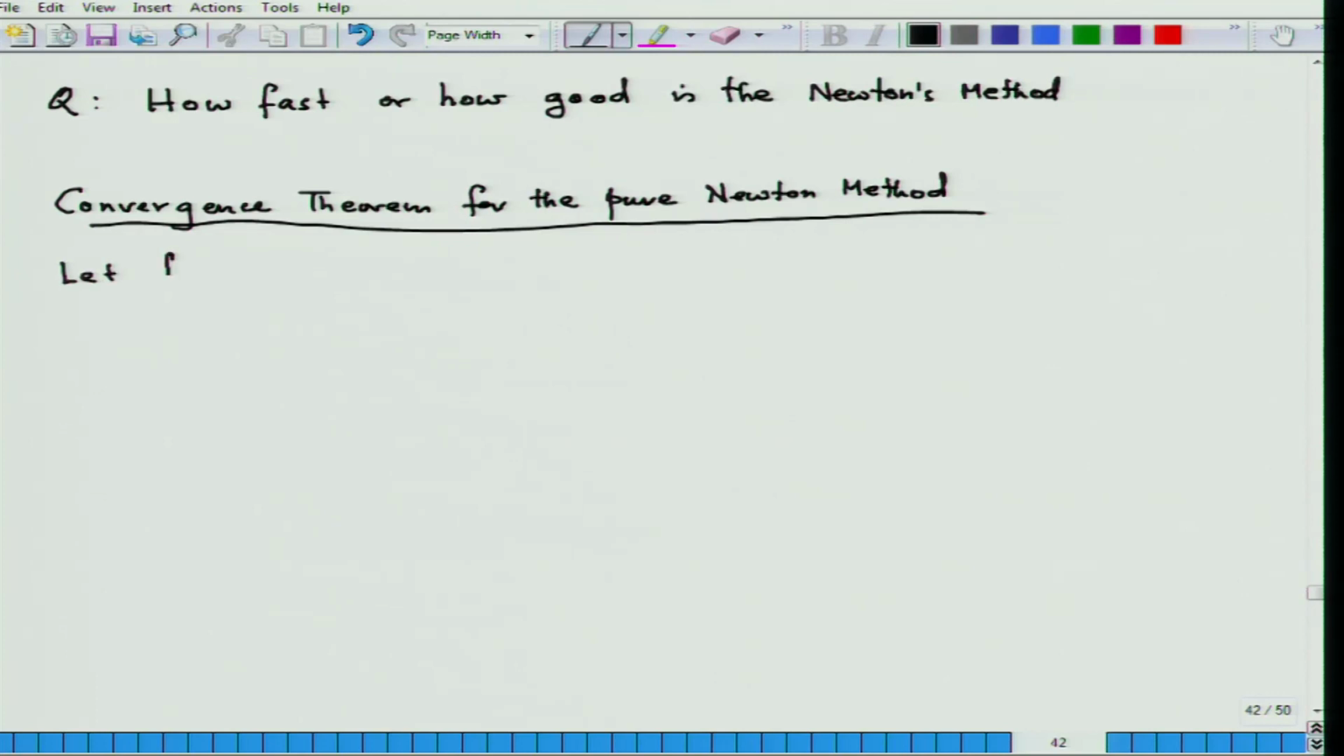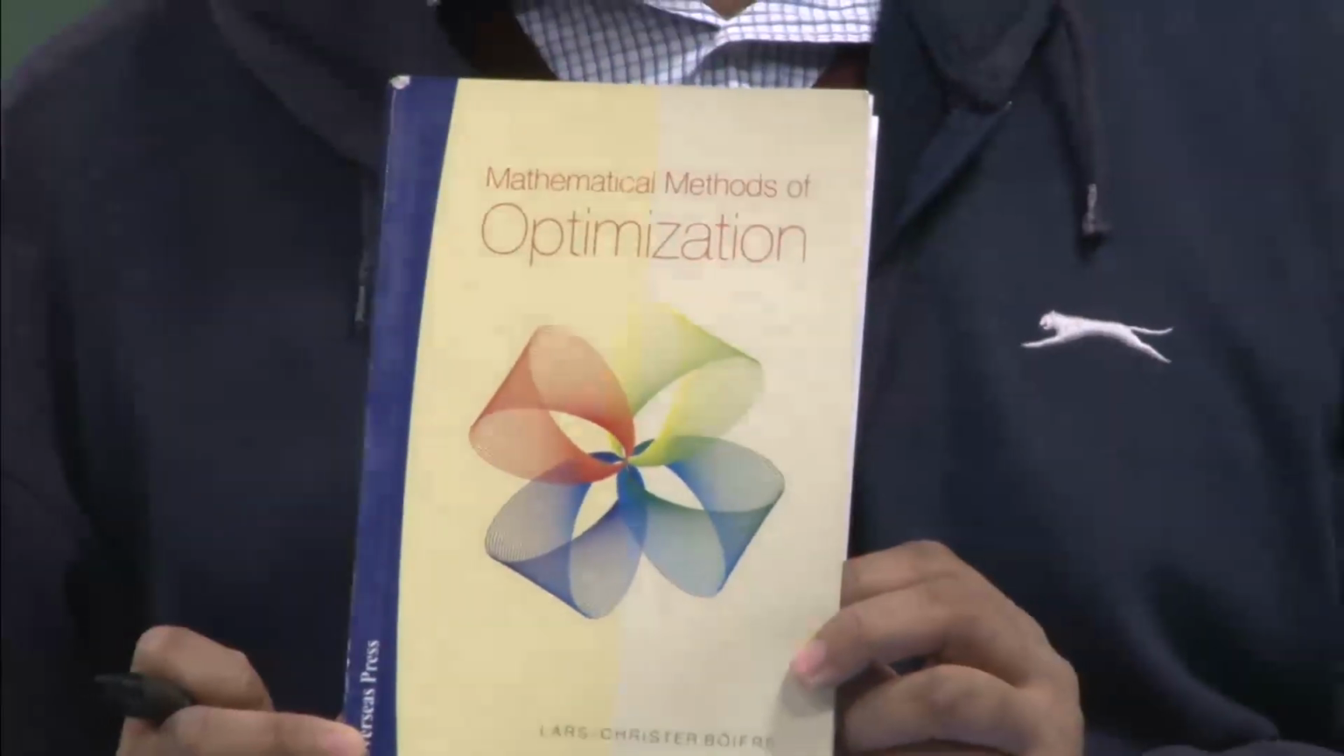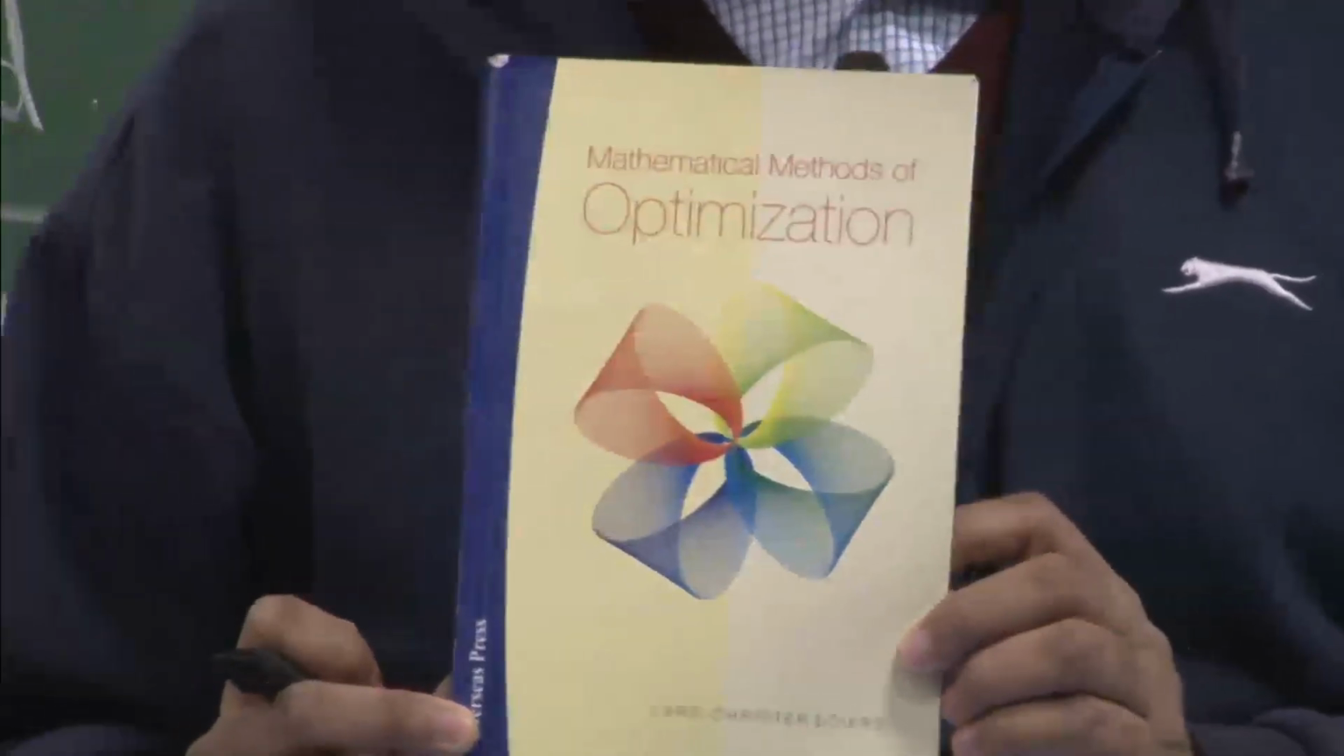So, let f be a twice continuously differentiable function. Now, we have to put assumptions on the Hessian etc. to get the convergence, but there are various authors giving various results. We are writing one given in the following book, Mathematical Methods of Optimization by Lars Christian Boyers. Please have a note of this. This is an Indian edition, so you can also use it.